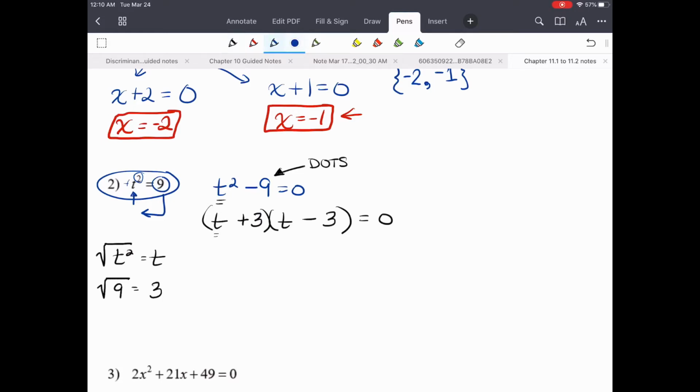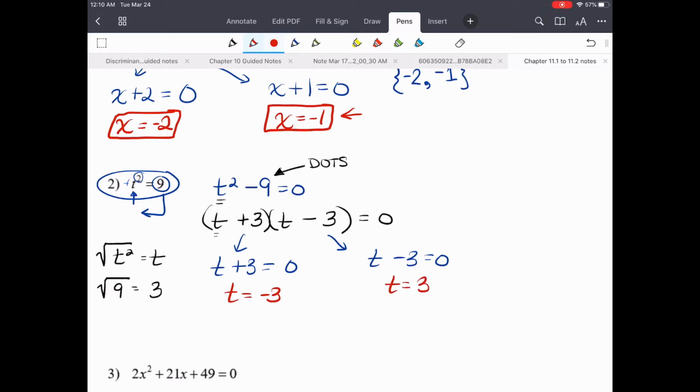So now when it comes down to solving it, you're going to have t plus 3 equals 0. That's one of your equations. And the other equation is going to be t minus 3 equals 0. And again, those aren't very tough. This t equals -3. And this t right here equals +3.